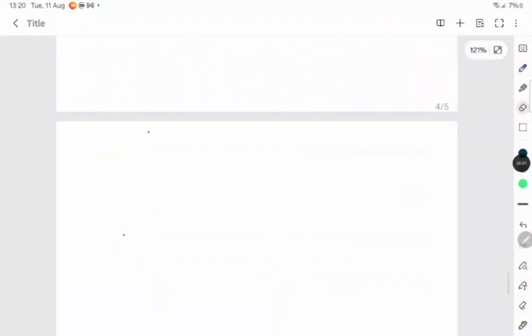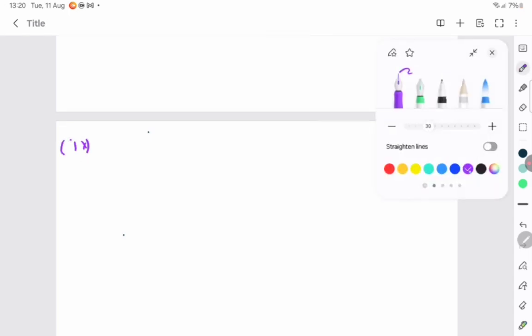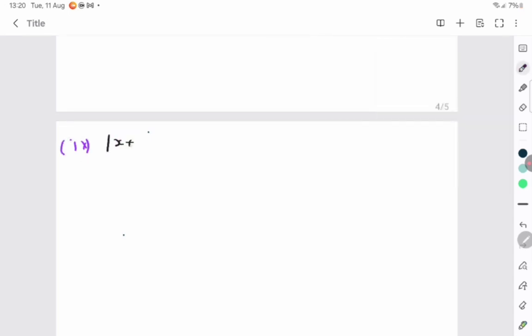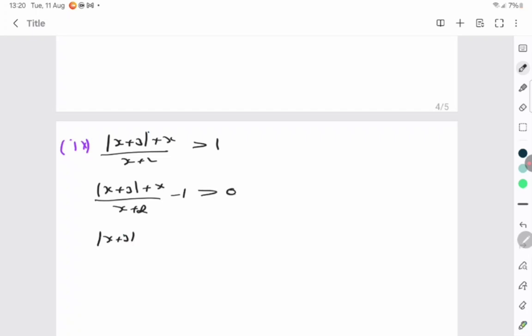So let's start recording from the next sum. The next sum is the 9th sum in Nanda's paper, PS senior paper. So, black color. Mod of x plus 3 plus x by x plus 2 is greater than 1. Let's take the 1 to the other side, because I feel when I take LCM, it's getting solved beautifully. By x plus 2 minus 1 is greater than 0. So mod of x plus 3 plus x minus 2 by x plus 2 is greater than 0.